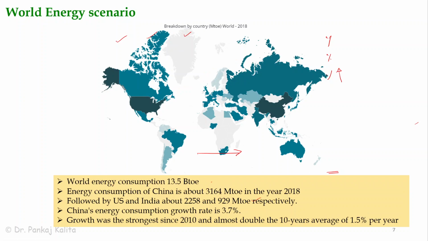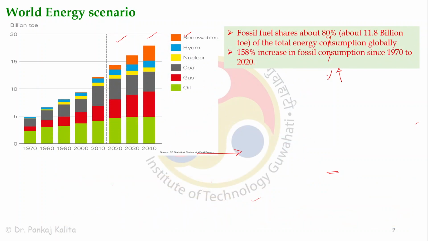The world energy scenario basically talks about the energy consumption of the world. The darker the circle or color, the more intense the energy consumption. If you compare the US with India, it's 2258 for the US. Mind the units, it's million tons of oil equivalent. All the energy is converted to the primary form of energy to have a comparison. China's energy consumption growth is 3.7%. China has a higher amount of energy requirements because of industrialization in it.